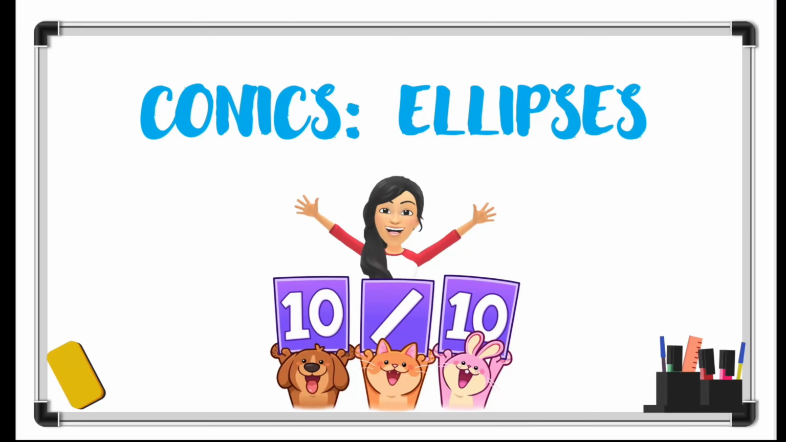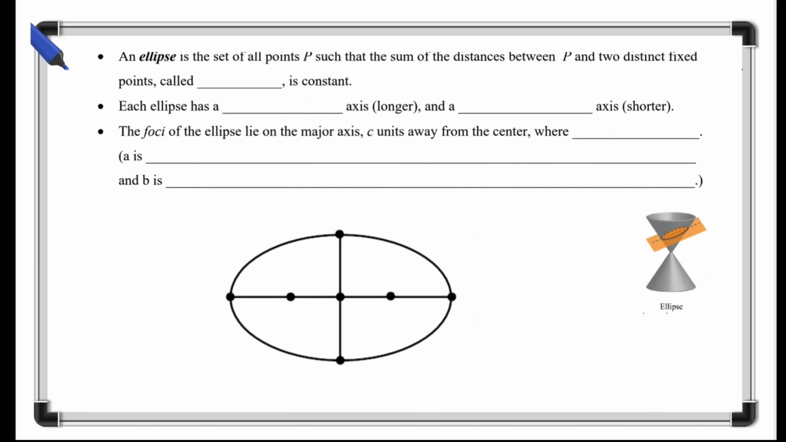Hi everyone, in this video we are going to examine the graph of an ellipse, identify important parts like the center, vertices, and foci, and learn how to write the equation of an ellipse from that information. Let's get started. An ellipse is a set of all points where the sum of the distances between those points and two fixed points that are called foci is constant.